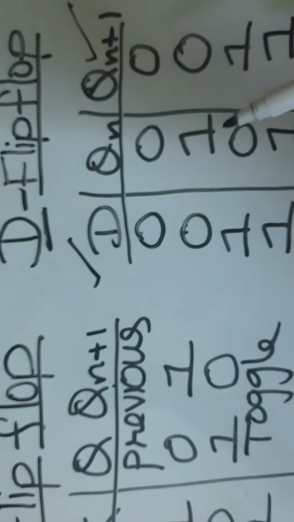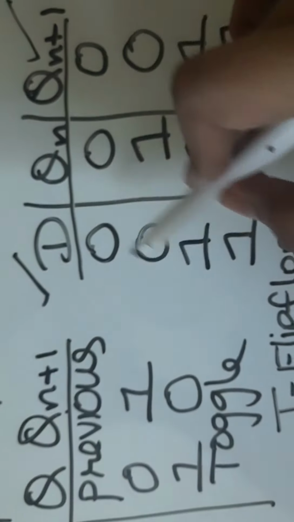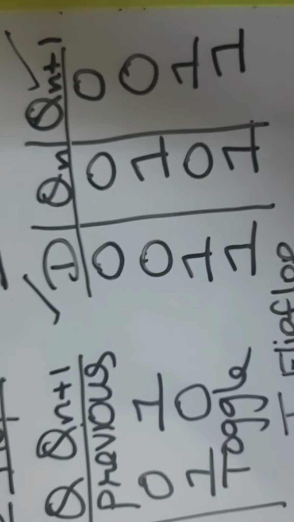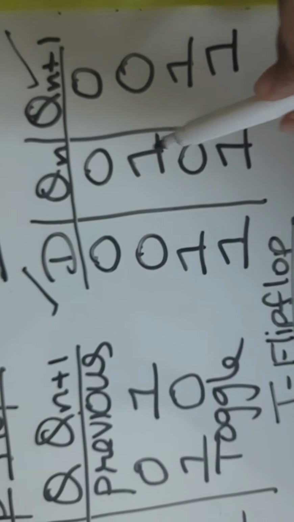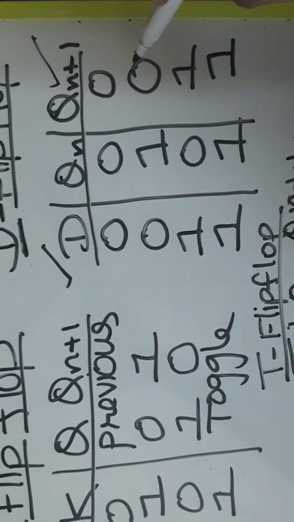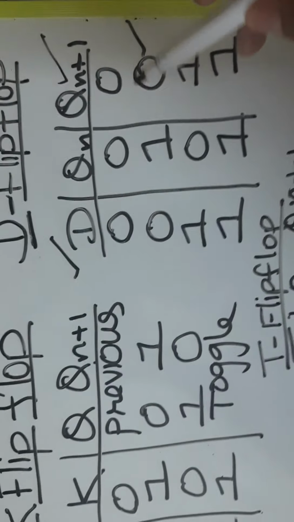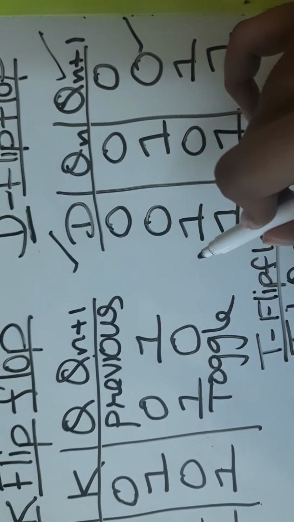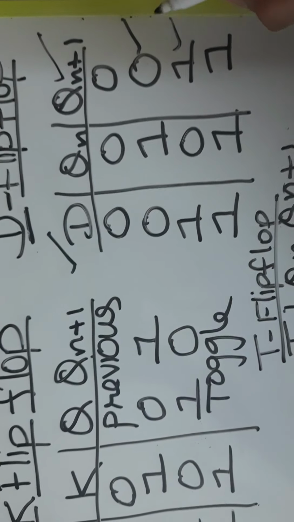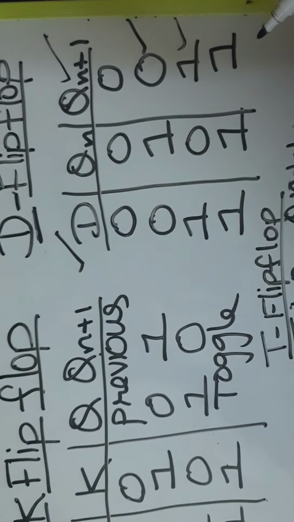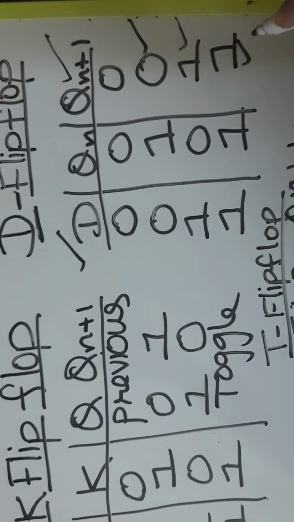of D alone. Let's see, if D is 0 and Q of n is 0, my Q of n plus 1 will be 0. Same way, if Q of n is 1 and D is 0, Q of n plus 1 will again be 0 only. Same way, if Q of n is 0 and D is 1, Q of n plus 1 will be 1. And if Q of n is 1 and D is 1, Q of n plus 1 will be 1.